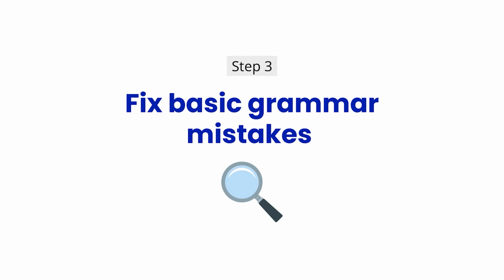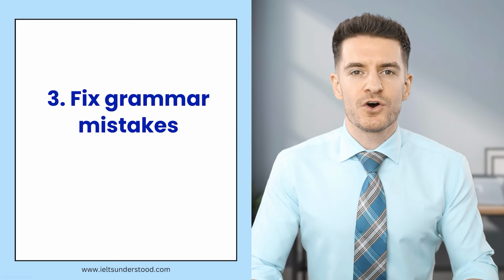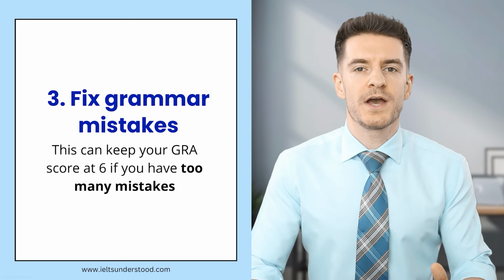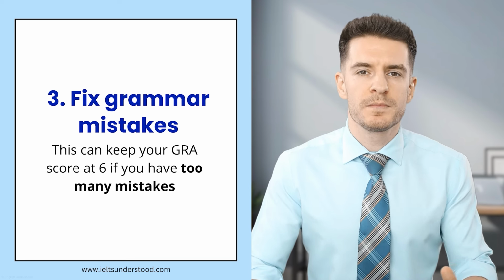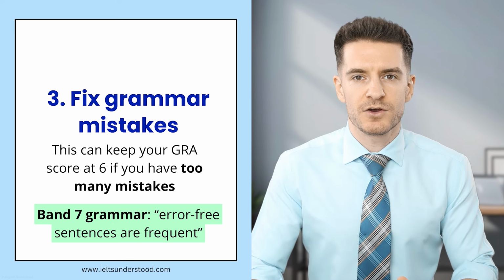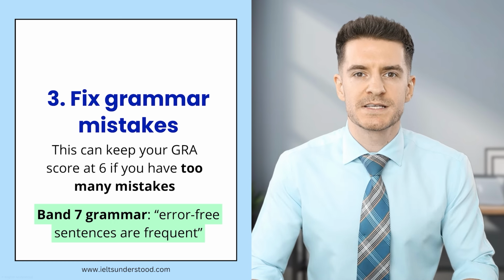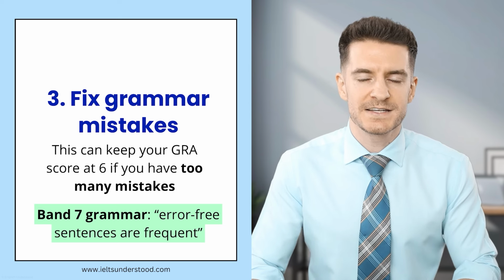Step number 3 is fix basic grammar mistakes. This is one of those things that you might not know you're doing, which can actually reduce your band score. If you have too many grammar mistakes, your grammar score will probably stay at around a band 6. For a band 7 in grammar, it says in the band descriptors that you need to produce frequent error-free sentences.